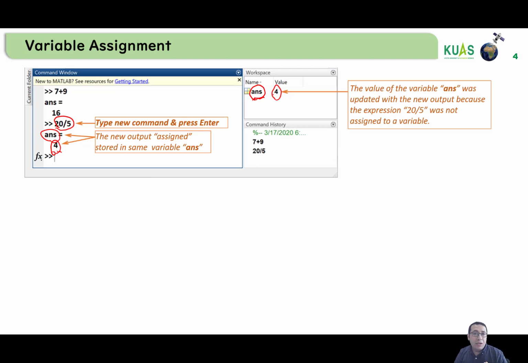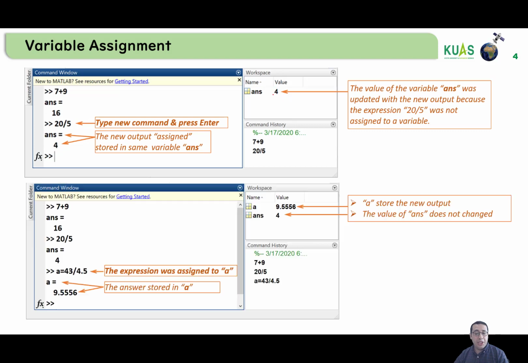The problem is, suppose that we need both values. We need 16 and we need 4 for other operations. In that case, to keep the output, we should define a new variable. Here we have 7 plus 9 equals 16, which was assigned first to ans. Then we used 20 divided by 5, and again this value was assigned to ans. So the last value in ans was 4.